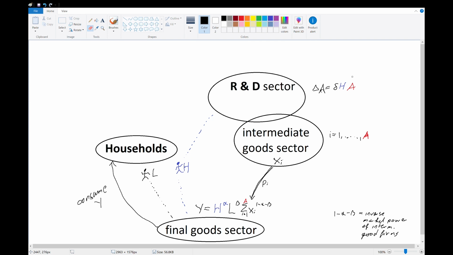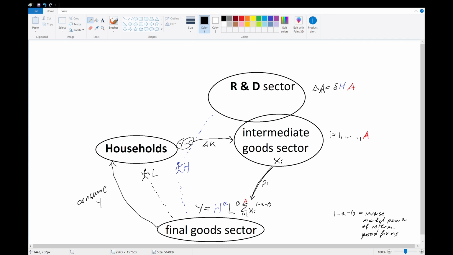What you should also know is households don't need to consume the final good. They can instead forgo consumption, which means they're basically saving. In this case, they could use output minus consumption here, and this would go into the intermediate goods sector. That's basically the change in the capital stock. That's capital accumulation.